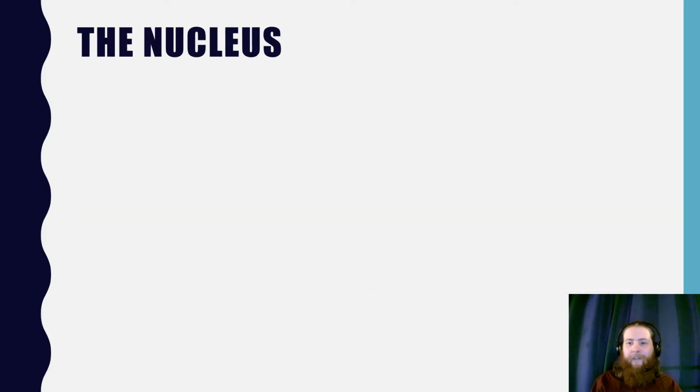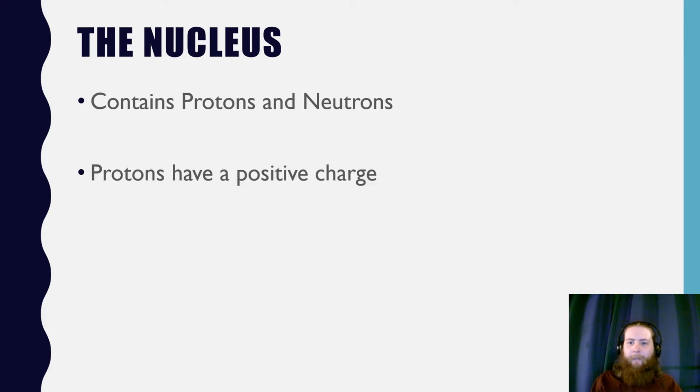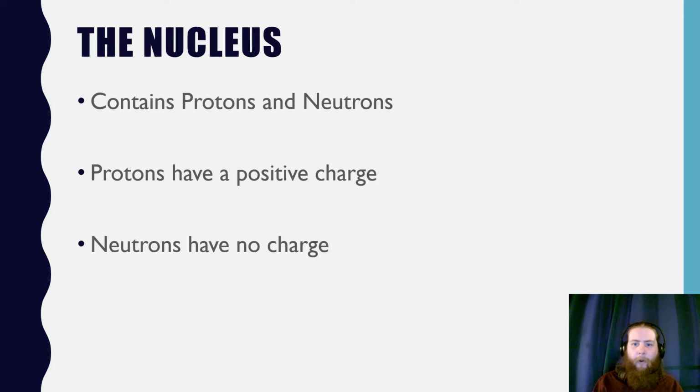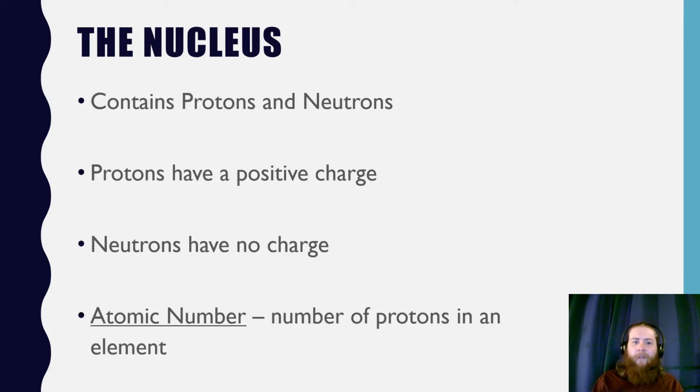The nucleus contains both protons and neutrons, these larger particles. The protons are positively charged and the neutrons are neutral. They have no charge. So think pro, positive; neutron, neutral. The atomic number is the number of protons in an element. So if you have more protons, you are a different element.